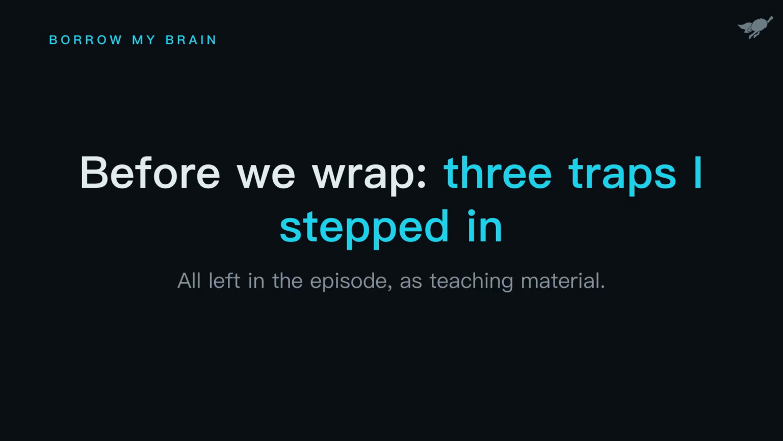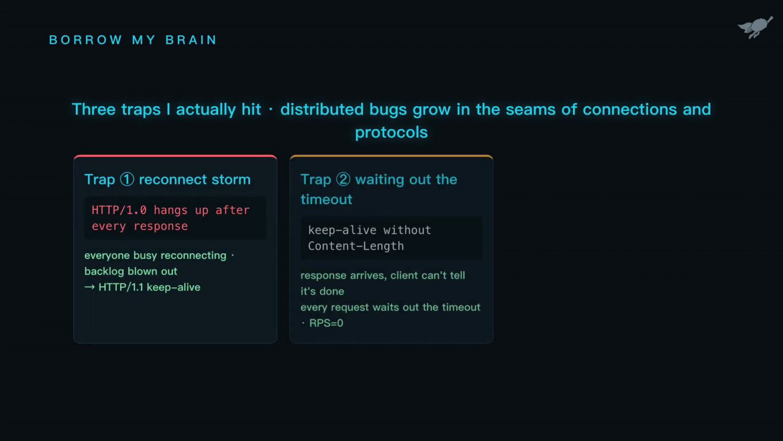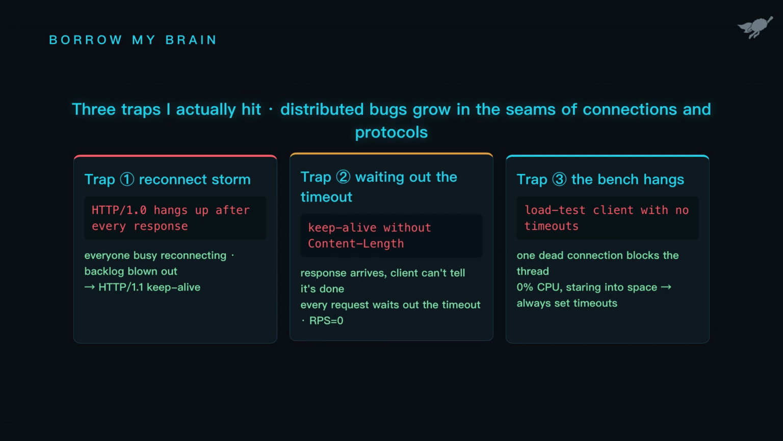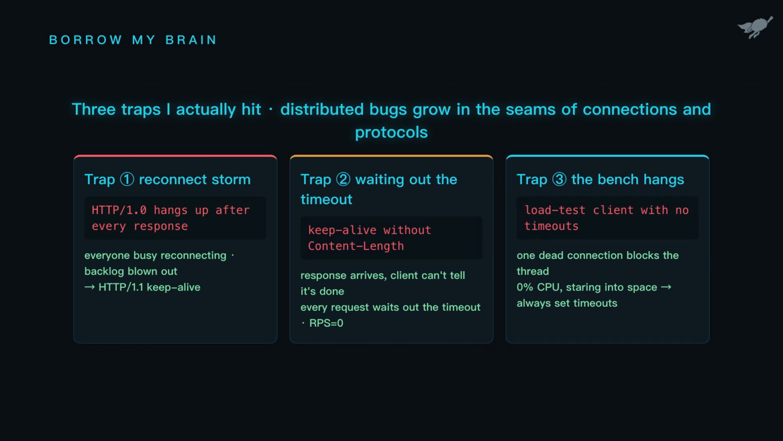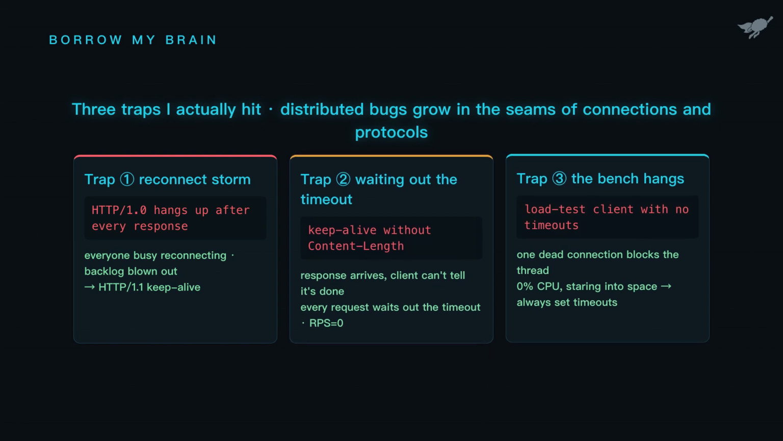I stepped into 3 in a row, myself running this load test, and they're all left in the episode for you. Trap 1. My server started out speaking HTTP 1.0, which hangs up after every single response. The second concurrency ramped up, every client was reconnecting like crazy. The backlog blew out, and connection refused errors reigned everywhere. The load test wasn't testing my business logic at all. It was testing the connection handling I had misconfigured.